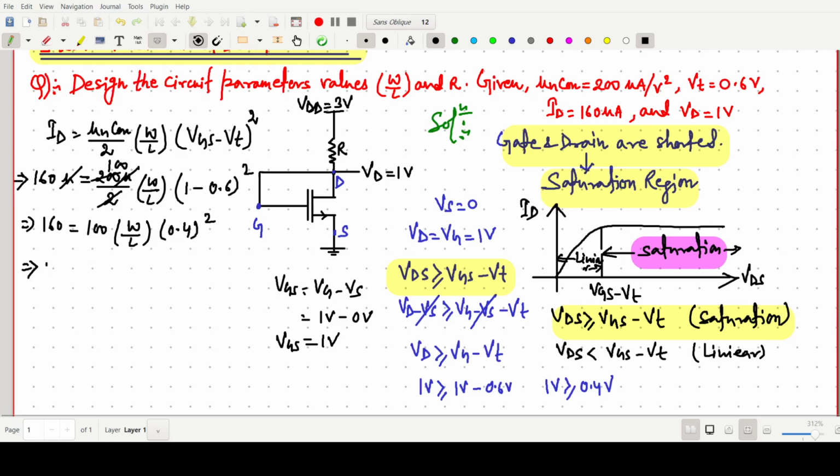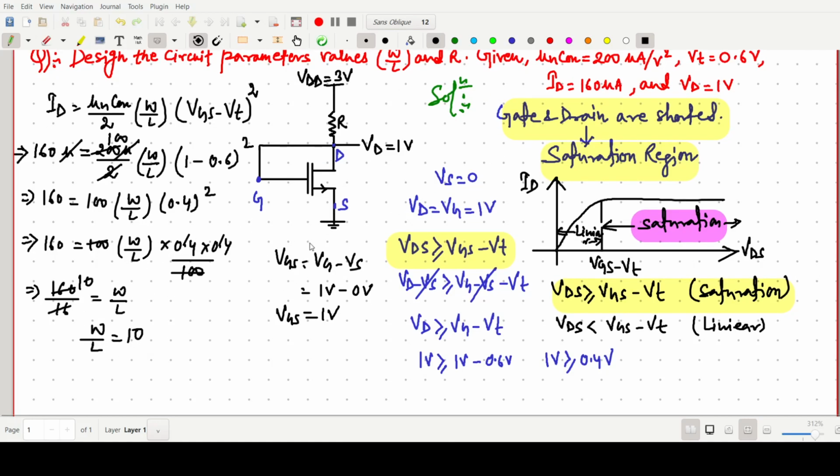Once again, step by step: 100 W by L, because we have to find that. Then one can write 0.4 times 0.4, and if we remove the decimal, it should be 100, so this cancels out. So one can write 160 by 16 equals W by L, so it should be 10. The W by L value will be 10. This is the W by L value for this question.